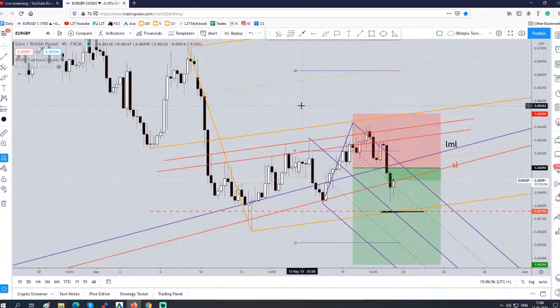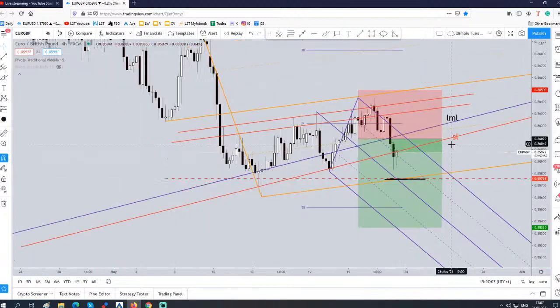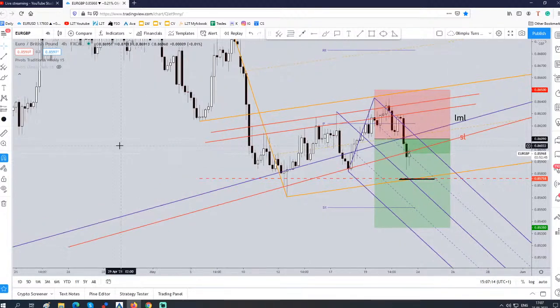Euro versus the British pound. Yeah, we have a temporary rebound here. Maybe the price will retest this broken sliding parallel line before resuming its drop here. So the bias is still bearish here on the euro versus the British pound, guys.